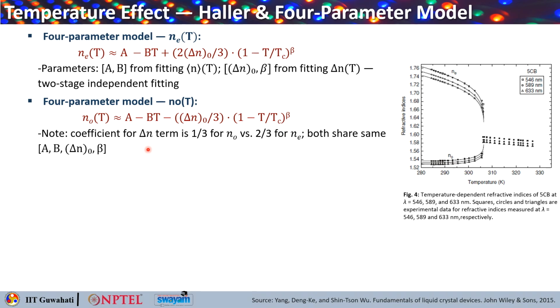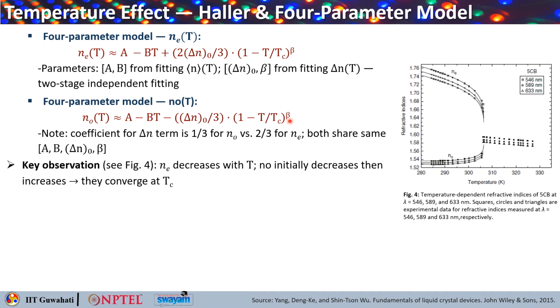So the thing to remember here is that the coefficient for the delta N term is 1/3 for NO versus 2/3 for NE in the case of the extraordinary refractive index, but both share the same A, B, delta n and beta. The other values are the same.